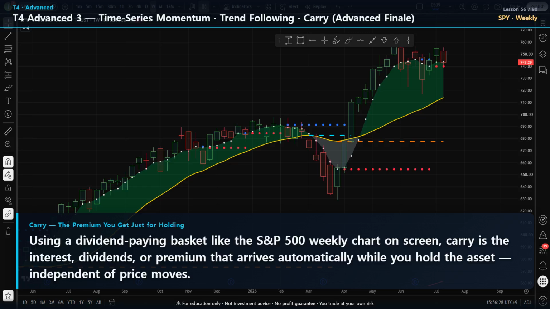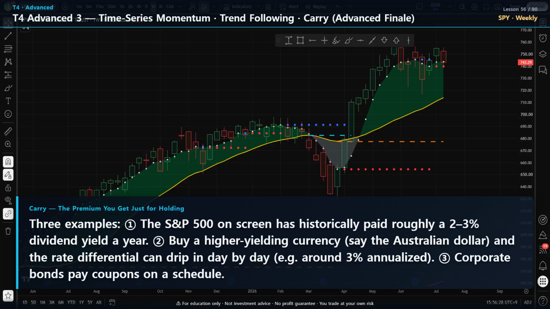Using a dividend-paying basket like the S&P 500 weekly chart on screen, carry is the interest, dividends, or premium that arrives automatically while you hold the asset, independent of price moves. For example, the S&P 500 on screen has historically paid roughly a 3% dividend yield. Buy a higher-yielding currency, say the Australian dollar, and the rate differential can drip in day by day, e.g. around 3% annualized. Corporate bonds pay coupons on a schedule.